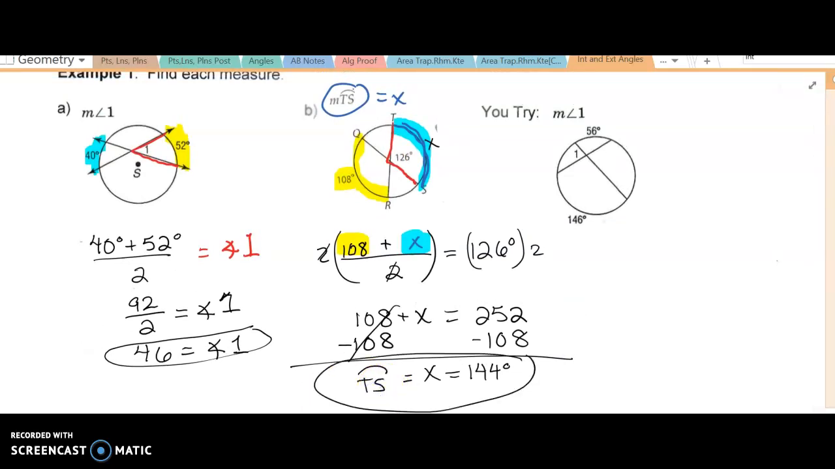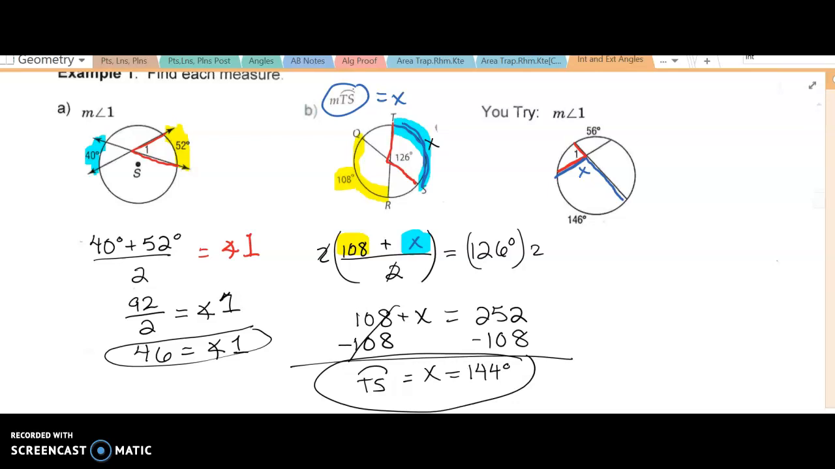Okay, so pause the video, try the U-try. Do pay attention to the fact that angle 1 is over here, and what we have been looking for is this angle here in between the two arcs. So just here's a little hint. I would call that blue angle X. Solve for X first, and then I would find angle 1.